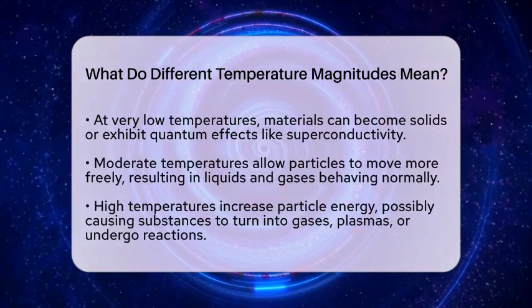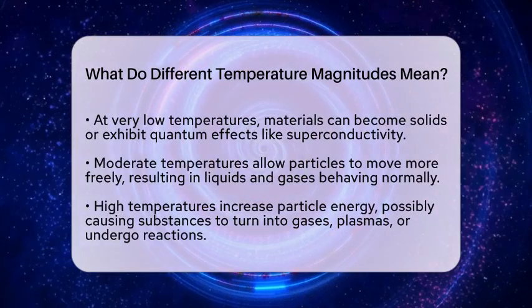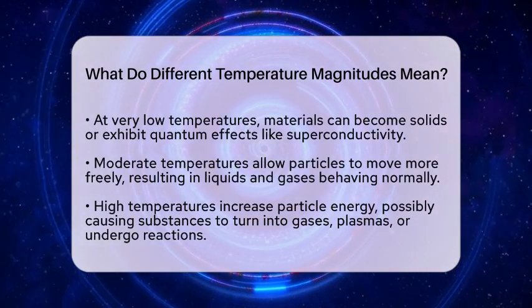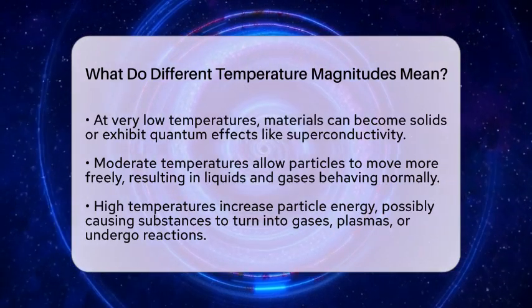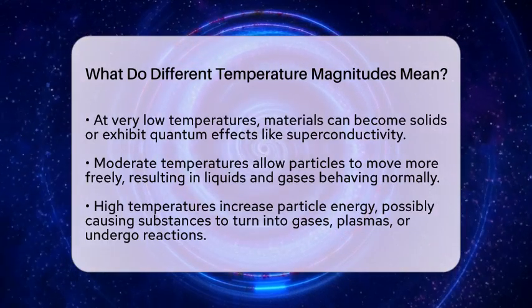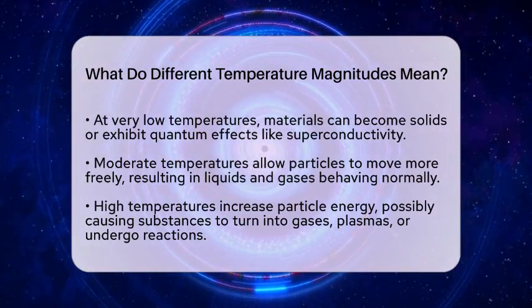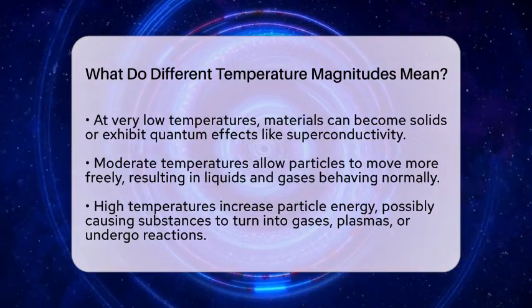It sets water's freezing point at 32 degrees and boiling at 212 degrees. The difference in size between Fahrenheit degrees and Celsius degrees is larger, making Fahrenheit less precise for scientific purposes but still useful for weather reports. Understanding what different temperature magnitudes mean helps us see how substances behave.